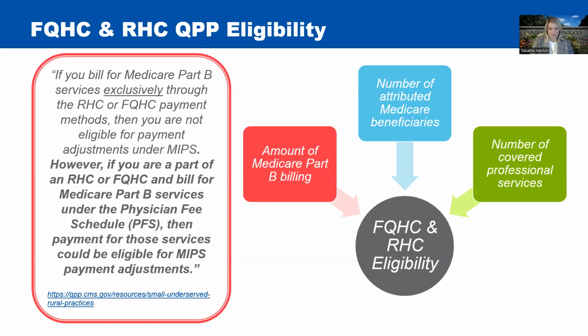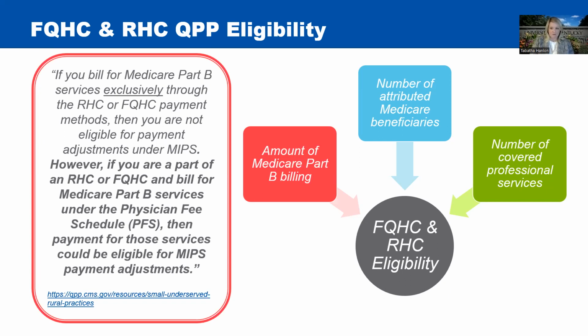So if you look to the right-hand side of your screen, we have a statement directly from qpp.cms.gov regarding FQHCs and RHCs. It states, if you bill for Medicare Part B services exclusively through the RHC or FQHC payment methods, then you are not eligible for payment adjustments under MIPS. However, if you are a part of an RHC or an FQHC and bill for Medicare Part B services under the physician fee schedule, then payments for those services could be eligible for MIPS payment adjustments.